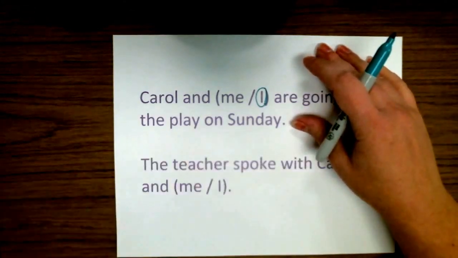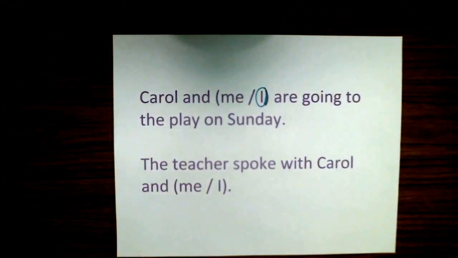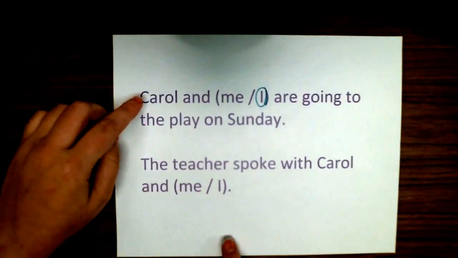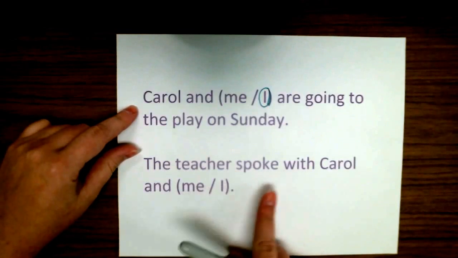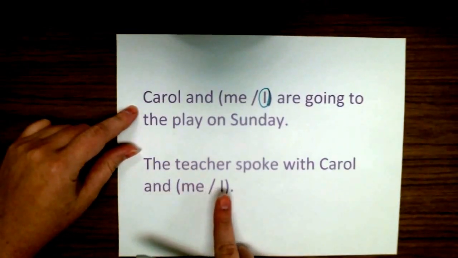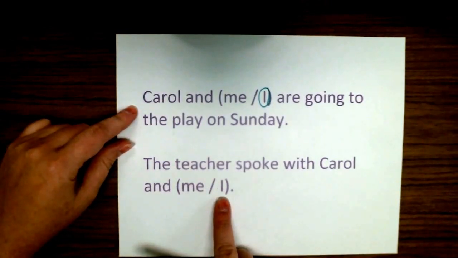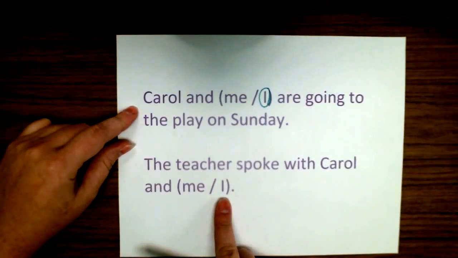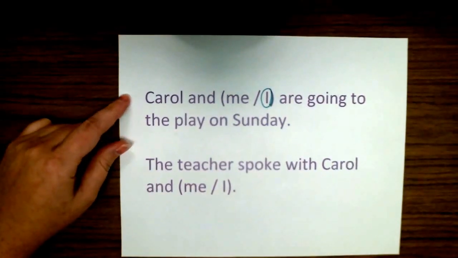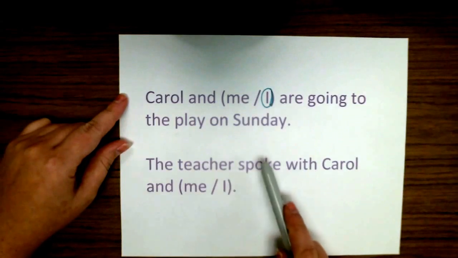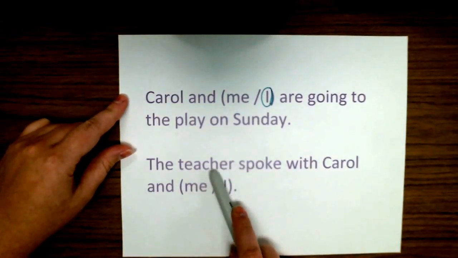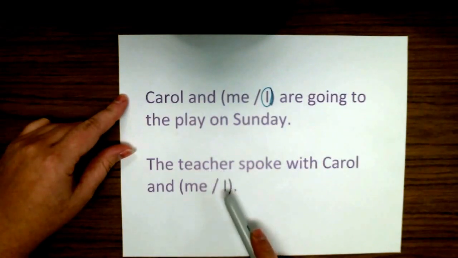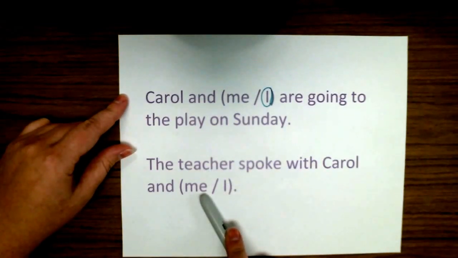So here's another sample sentence. The teacher spoke with Carol and me or I. I have even the same phrase here to show you the difference. Now, the teacher spoke with Carol and me, or the teacher spoke with Carol and I. Which one's correct? Well, once again, I can go through the actual way of finding my verb. So my verb would be spoke. And who is speaking? The teacher. So the teacher is the subject. That means I need to use my object pronoun here, and me or I, my object pronoun is me.